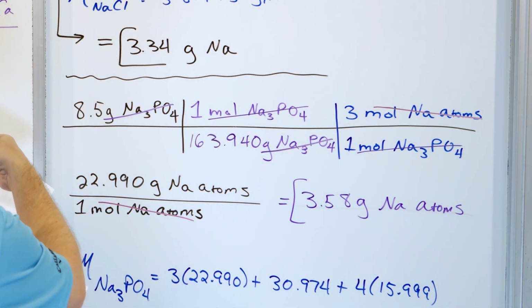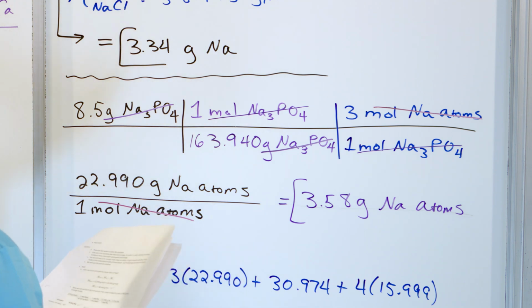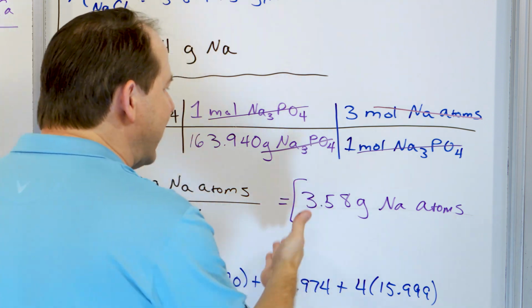Let me just double check myself. 3.58 grams of sodium atoms. And that's what the problem said. What is the mass of sodium contained? And so the way in which we got there was sodium atoms.